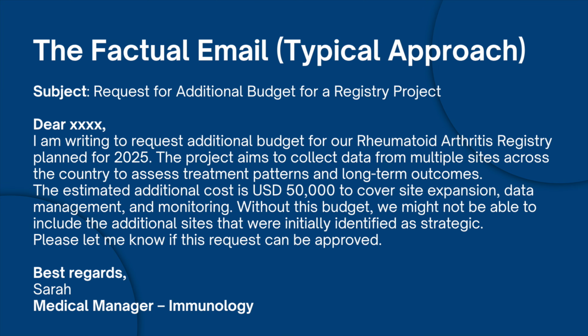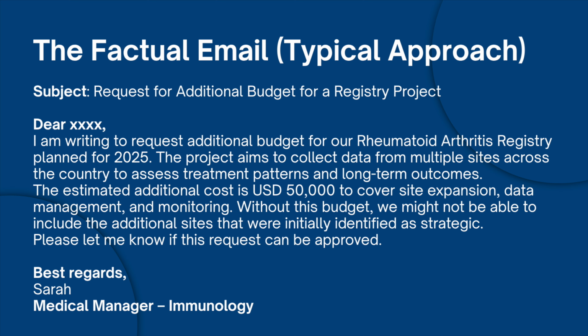As you see on the screen, the subject line says, request for additional budget for a registry project. Dear, the message will be sent to the leader. I'm writing to request additional budget for our rheumatoid arthritis registry, planned for 2025. The project aims to collect data from multiple sites across the country to assess treatment patterns and long-term outcomes. The estimated additional cost is $50,000 to cover the expansion, data management, and monitoring. Without this budget, we might not be able to include additional sites that were initially identified as strategic. Please let me know if this request can be approved. Best regards, Sarah, Medical Manager, Immunology.